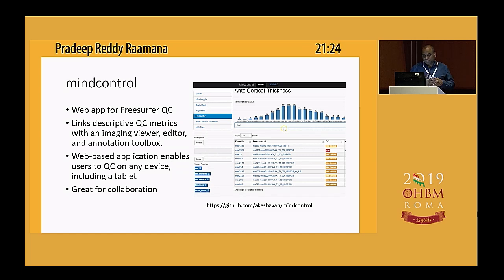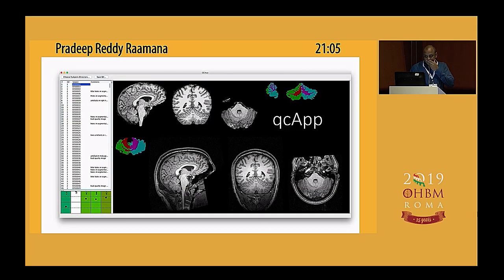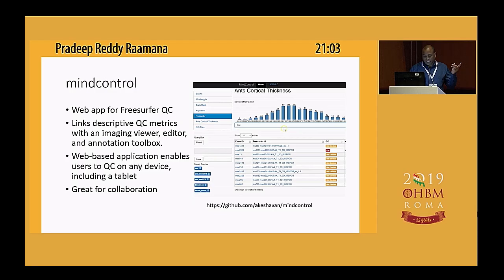By linking descriptive metrics, imaging viewer, editor, and annotation, especially if you want to quickly edit an error in ASEG or aparc+aseg, it can be done. And because of its design, it makes it really easy to collaborate and be used in various ways. Note, I put links to the original tool or data whenever possible, so when you get the slides, you can always dig in later.